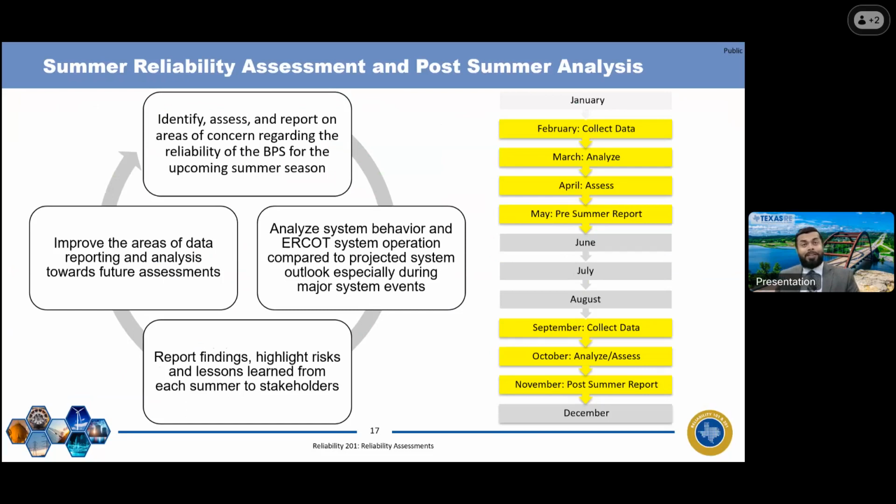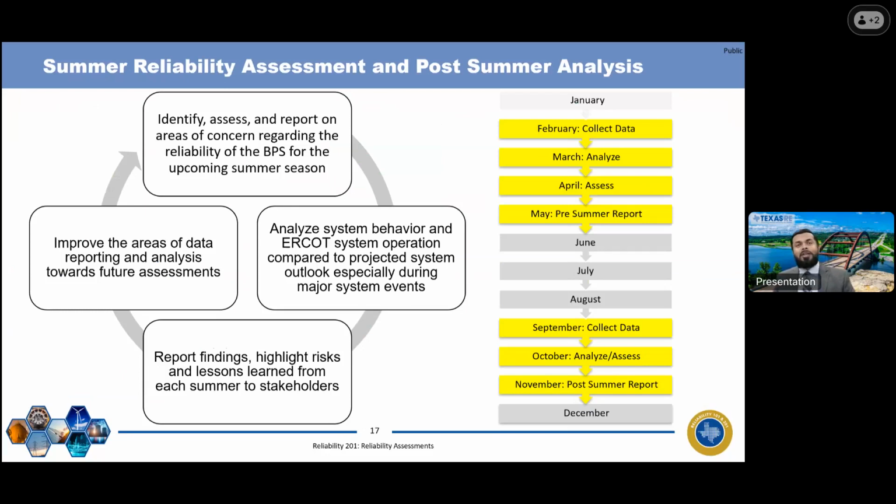Prior to each summer, we prepare our summer reliability assessments. Here we identify, assess, and report on the areas of concern for summer operation. Once summer is over, we perform a post-summer analysis where we focus on the system behavior and ERCOT system operation, especially during extreme summer events. We compare that to our summer assessments. We report our findings, highlight risks, and lessons learned to various stakeholders.